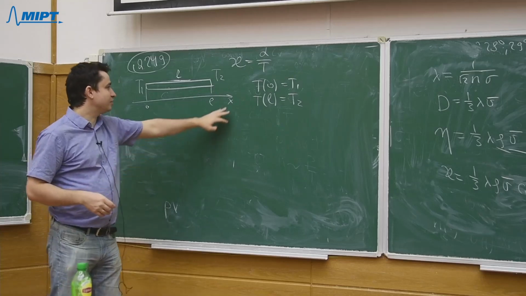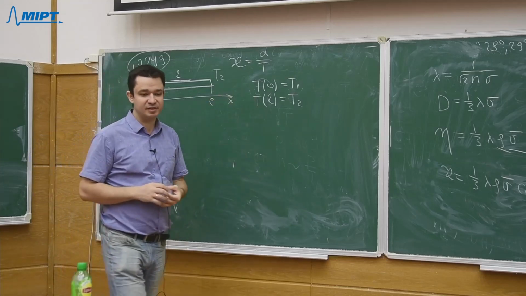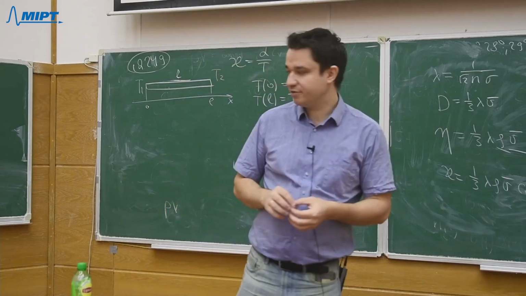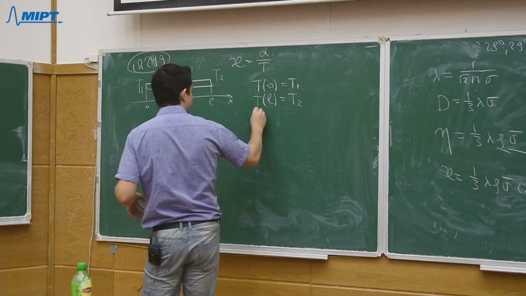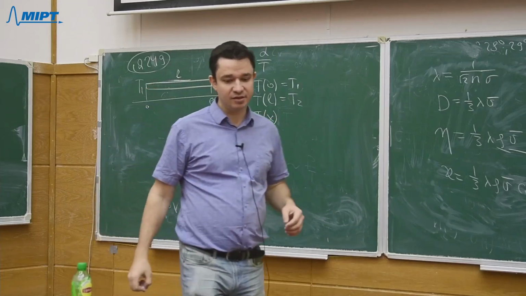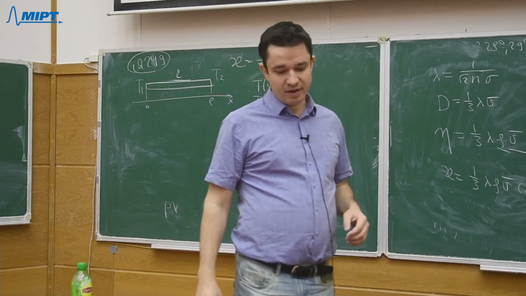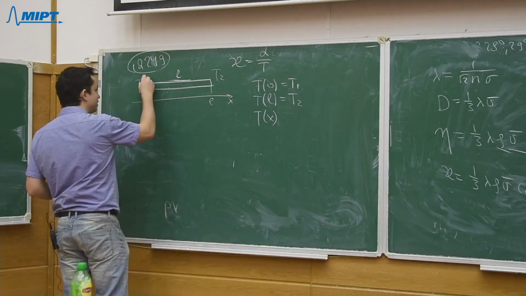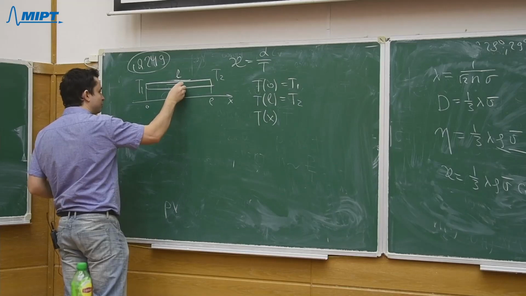So we know the temperature at boundaries. These are boundary conditions. And we need to calculate the function T of x in the stationary state and the heat flow density. So let's say if T1 is greater than T2, then heat flows in this direction.